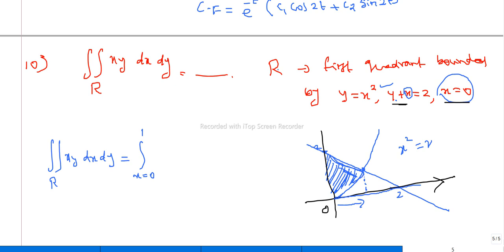Now what are the values for y? It starts from the curve, passing through the curve. Therefore, starting from x square, finally we reach this line. What is the line? y equals 2 minus x. So starting from x square, the curve moves up to finally reach y equals 2 minus x. That is the range for y. Now for xy, first you have to integrate with respect to y, and then integrate with respect to x.